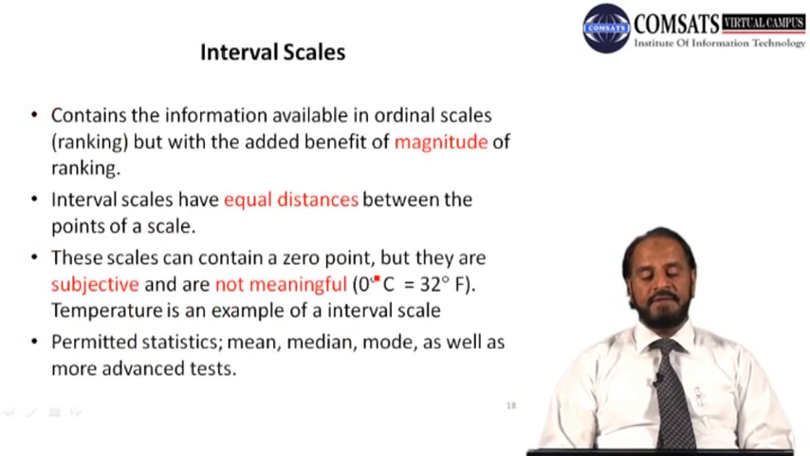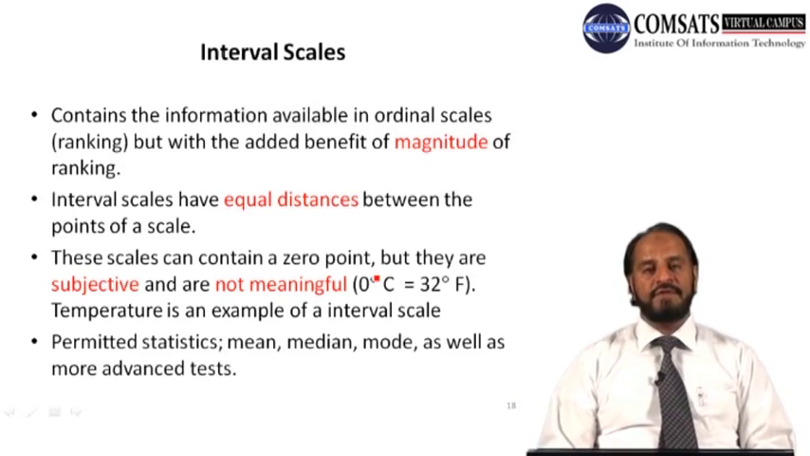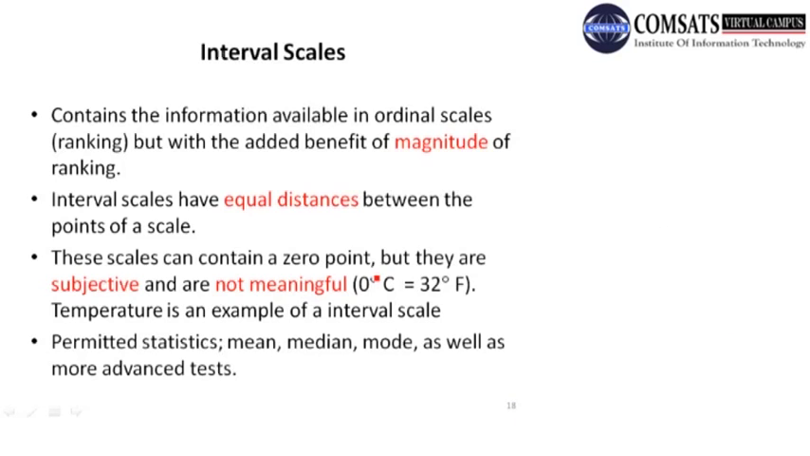Interval scales contain the information which the ordinal scale has, which is ranking, but with the added benefit of magnitude as well. So this is a much more sophisticated scale. Interval scales give us the opportunity to express more in terms of what we prefer and what we do not prefer, and how much we prefer. That information is usually achieved by this scale.